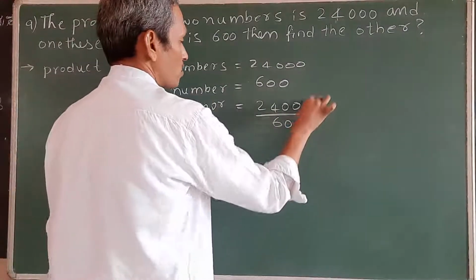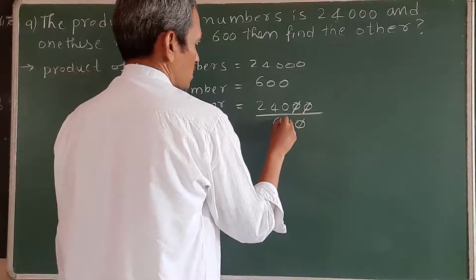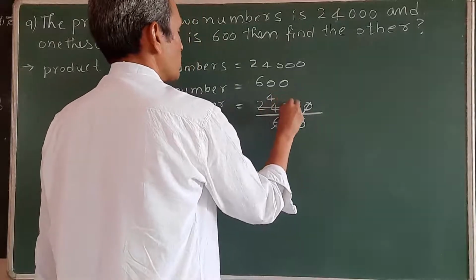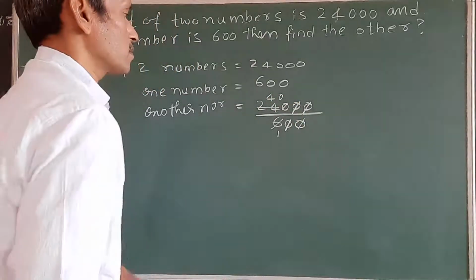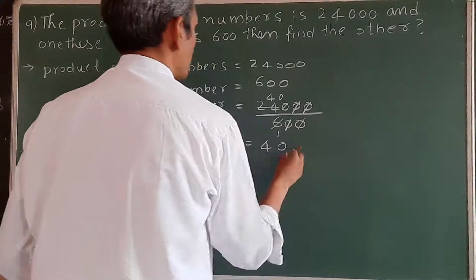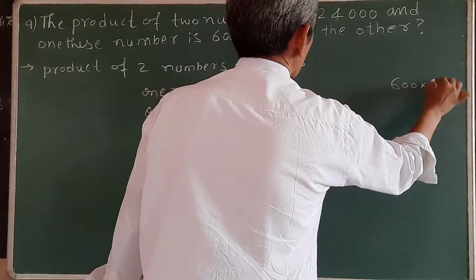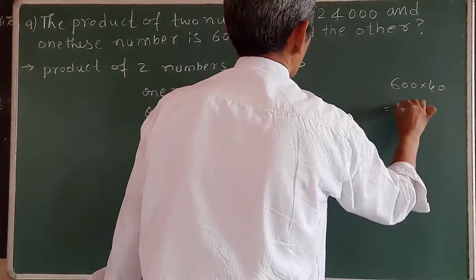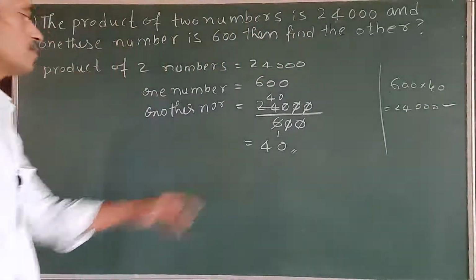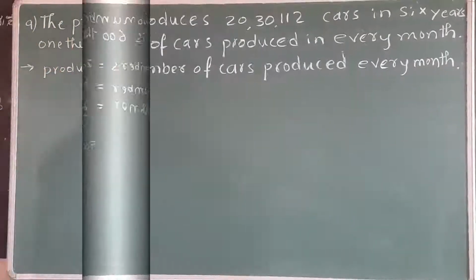We will take out the last zeros, that is, 600 ones are 600, 40s. That way we will get 40. The other number is 40. If we multiply 600 by 40 once again, we will get 24,000. See here, 6 fours are 24 and 3 zeros. See here, this one is checked. Therefore the other number is 40.